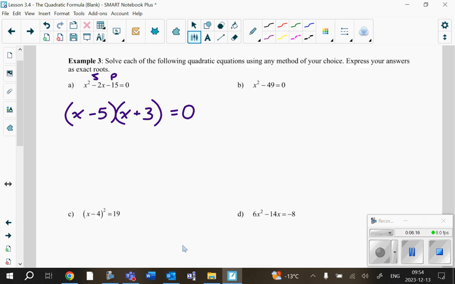And remember, we're not done. Some students make the mistake that as soon as they factor, they think they're done. We have to set each factor to 0 to find the possible solutions to this equation. So what value of x will make x minus 5 equals 0? 5. What value of x will make x plus 3 equals 0? Negative 3. And those are our two solutions.